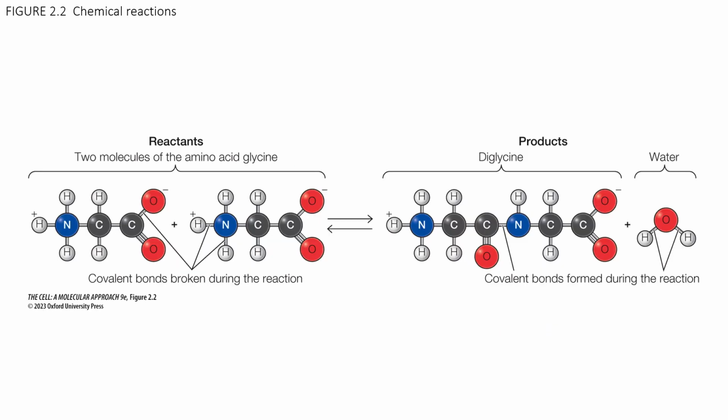Covalent bonds play a very major role in different types of chemical reactions found within the cell. So basically you see this particular chemical reaction, you have certain types of reactants on the left, 2 amino acid glycines that will turn into a product of diglycine and water.